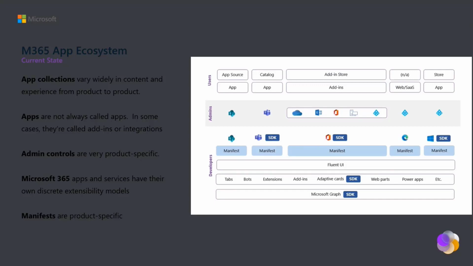Microsoft 365 apps and services have their own discrete extensibility models. Most of them have their own dev tooling and client-side SDKs as well. And the manifests or the packages that deploy these apps and integrations are product specific, and they require a different version for each developer build. So that's the ecosystem as it is today.